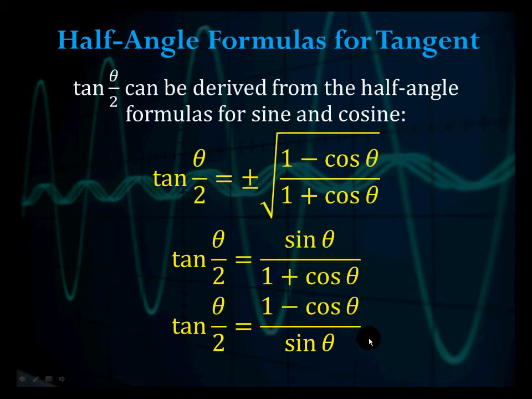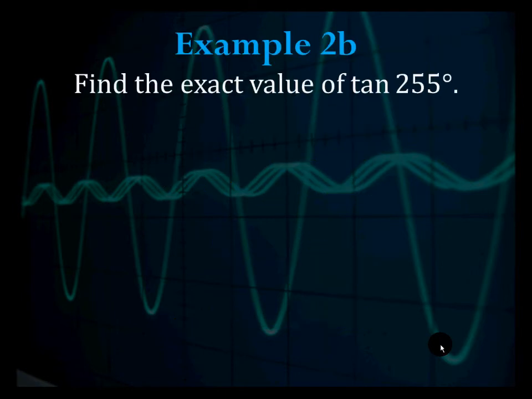You are going to use one of these two. Notice tangent theta over 2 equals 1 minus cosine theta over sine theta. Tangent theta over 2 equals sine theta over 1 plus cosine theta. These are derived by basically multiplying the top or bottom by either 1 plus cosine theta or 1 minus cosine theta. Alright, let's do example 2b again.